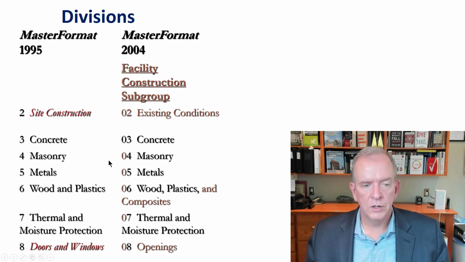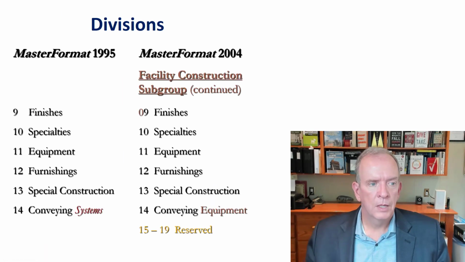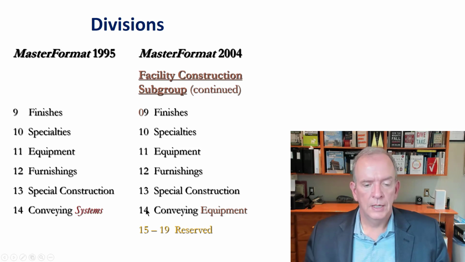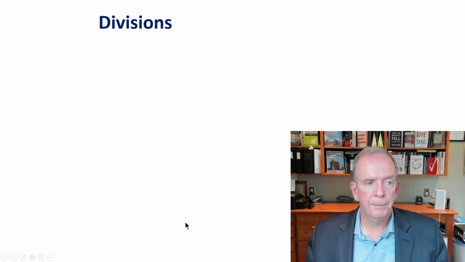So the good thing is you got your concrete subcontractor, your masonry subcontractor. That would be coming typically there. And then it follows through. They've changed things like doors and windows to just openings. That way it's more inclusive. That includes skylights and other types of openings. Finishes, specialties, equipment, furnishings, special construction, conveying systems, conveying equipment. So those are, again, similar. 15 to 19 are now reserved under the new format.